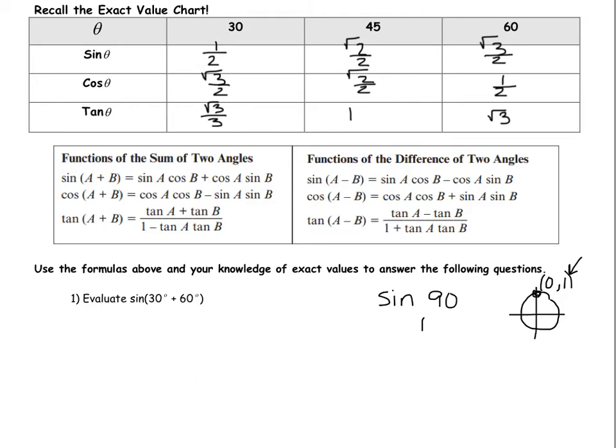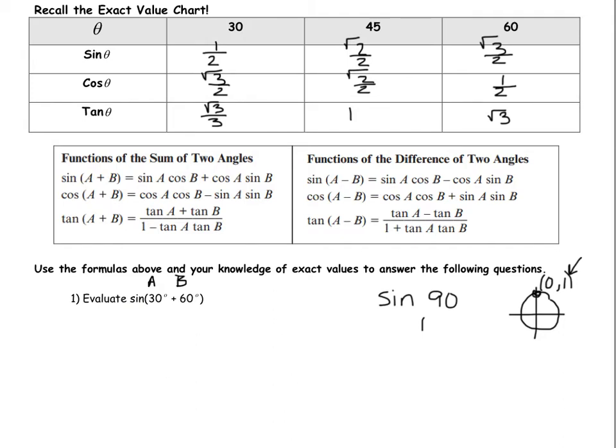So let's see if we use the formula right here for sine of a plus b. A would be 30, b would be 60. Let's see if we get, in fact, 1. So let's first start by deciding which one is a and which one is b. Obviously this would be a and this would be b. So let's write down this top formula. Why did I use this formula? Because I'm using sine. Sine of 30 plus 60 would be a plus b.